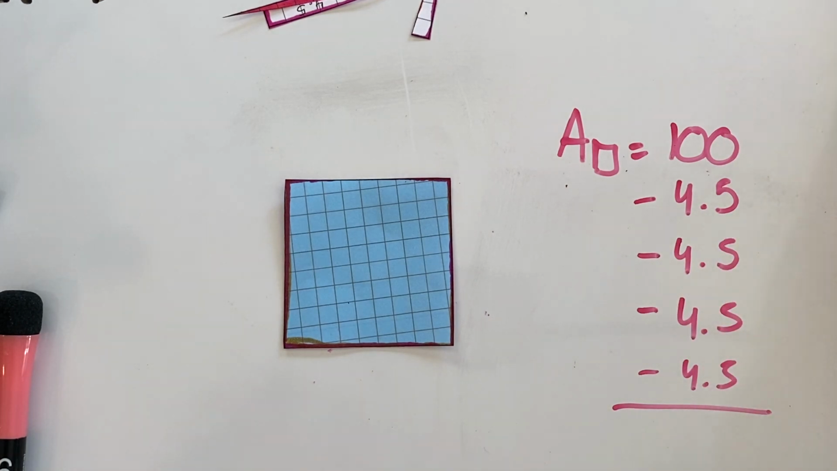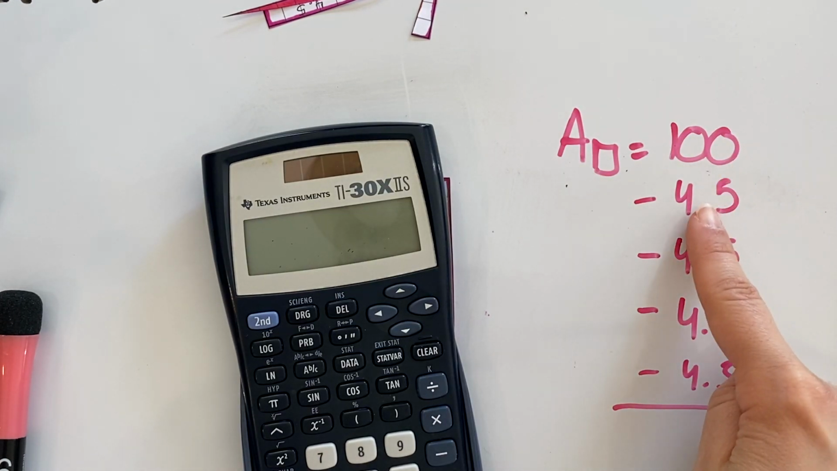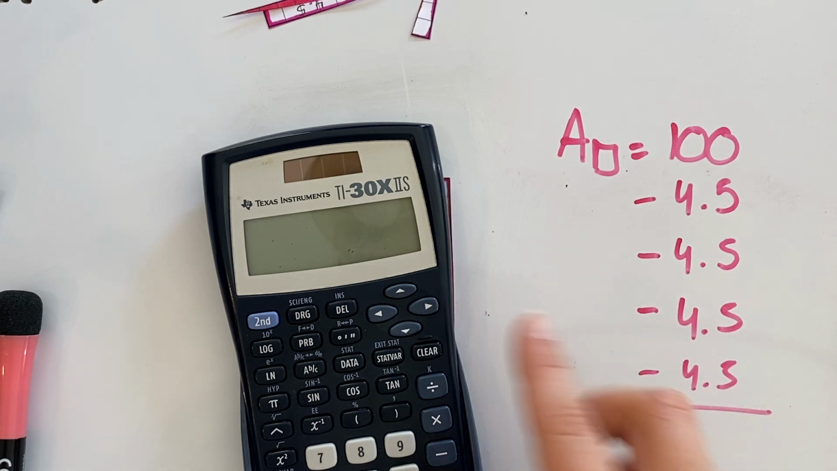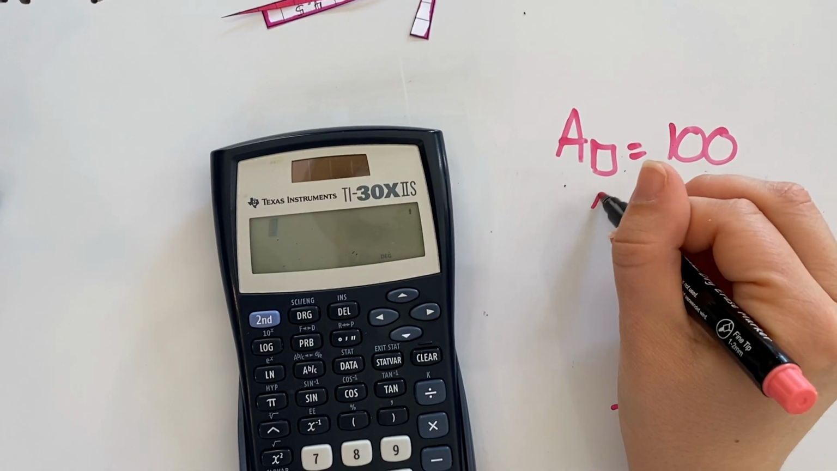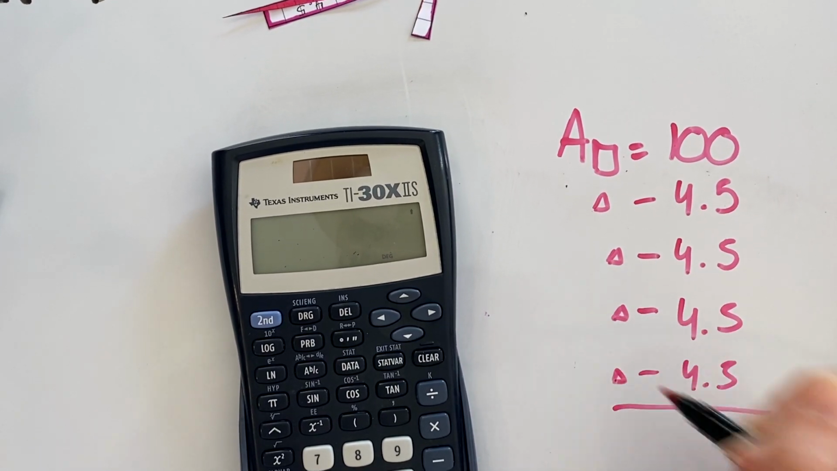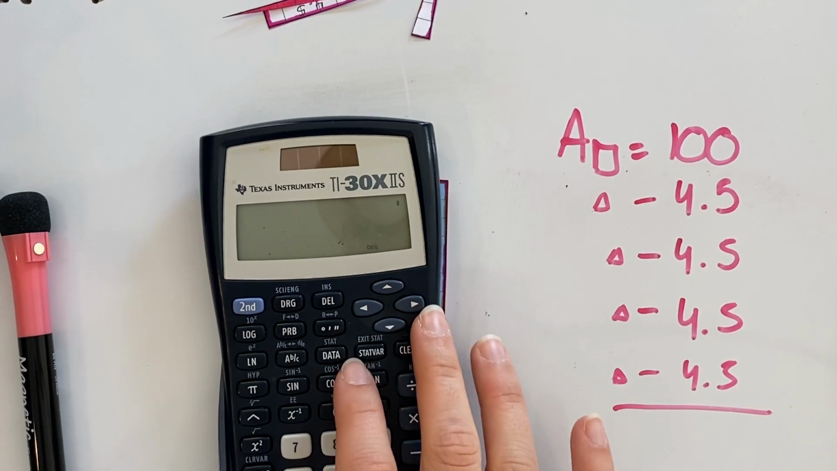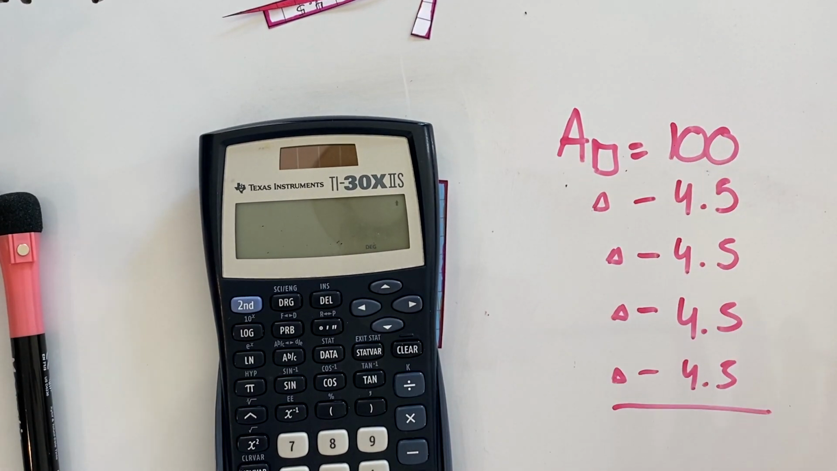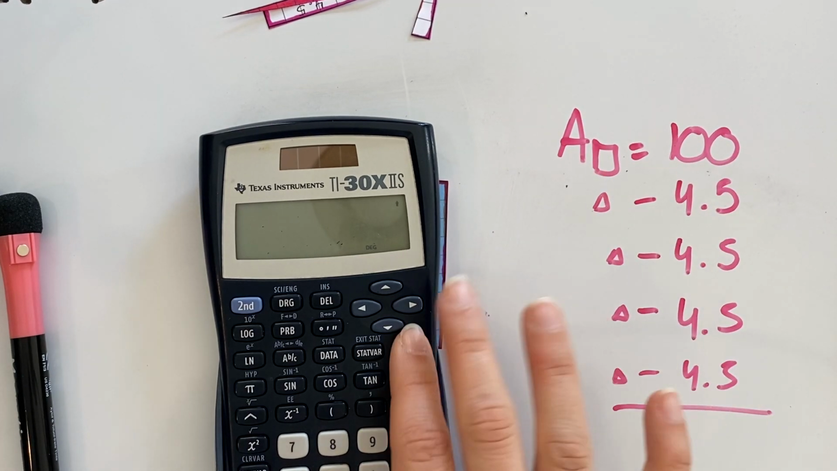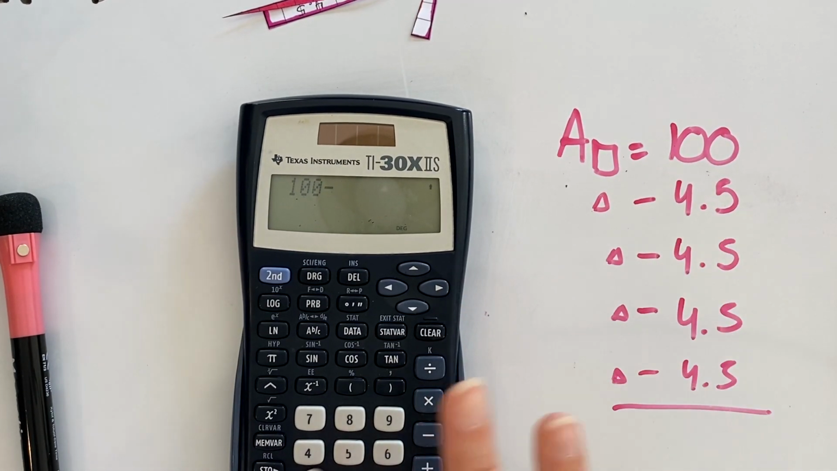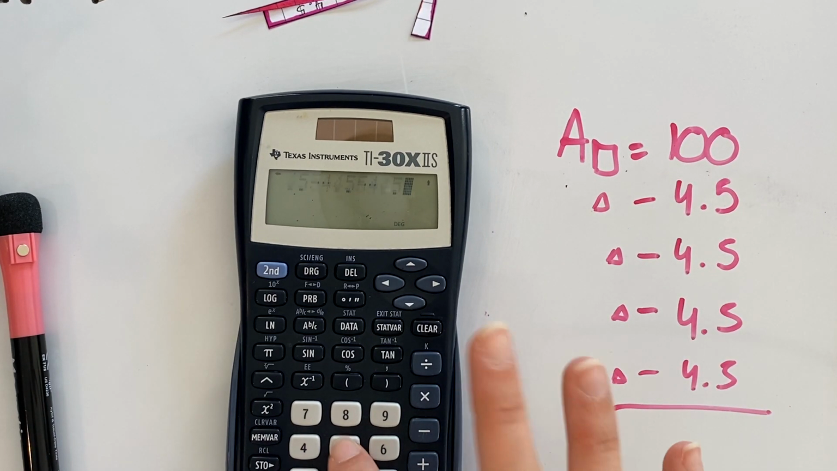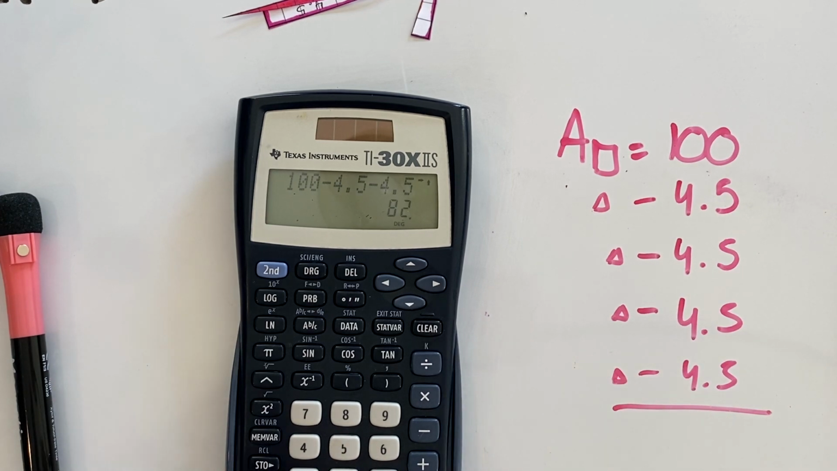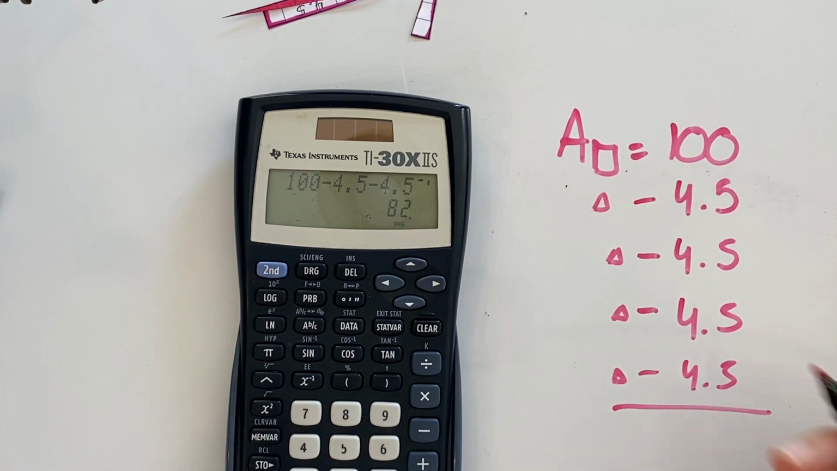So then you're going to use your calculator and you're going to do 100 minus 4.5 minus 4.5 minus 4.5 minus 4.5, because those are the areas of my triangles. Maybe if you want me to do here, I can say minus triangle, triangle, triangle, triangle. Okay. 100 minus 4.5 minus 4.5 minus 4.5 minus 4.5. And I get a total area of 82 units squared.